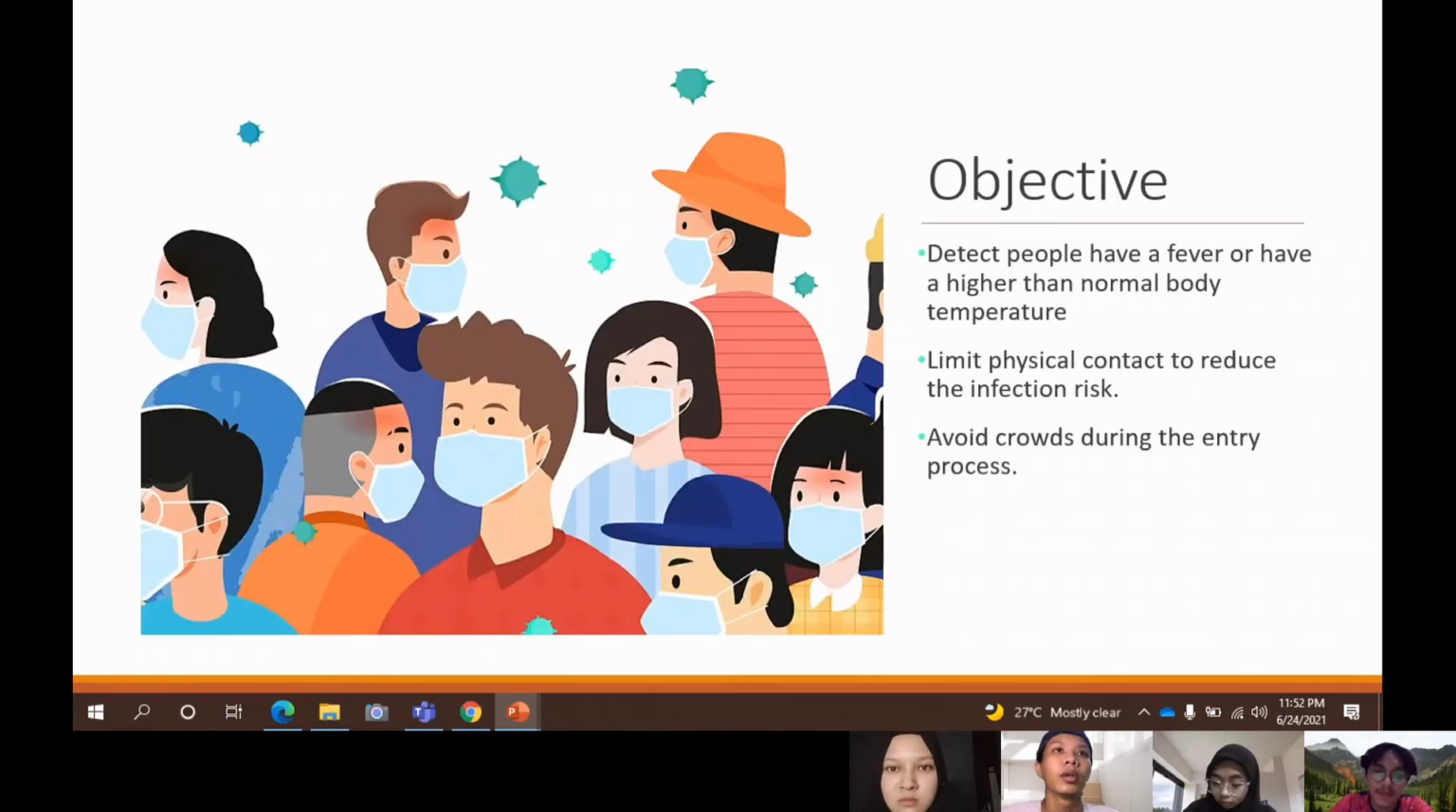For the objective, detect people have a fever or have a higher than normal body temperature, limit physical contact to reduce the infection risk, and avoid crowds during the entry process.